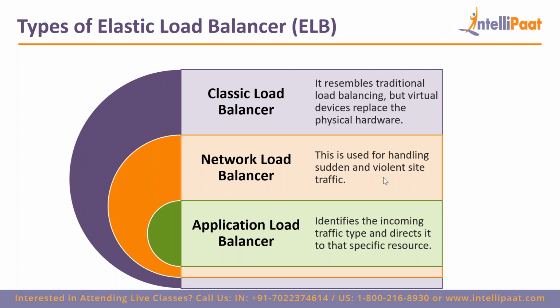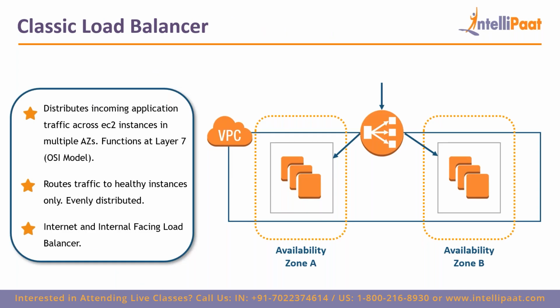So I think you understood the difference between these three load balancers. Classic is the traditional way. That will be more understandable when you check out the demo. Network load balancers are for particular port numbers, and application load balancer is for a path or an HTTP header. Now I'll give more details about this.